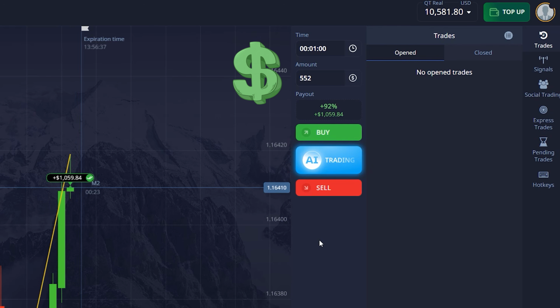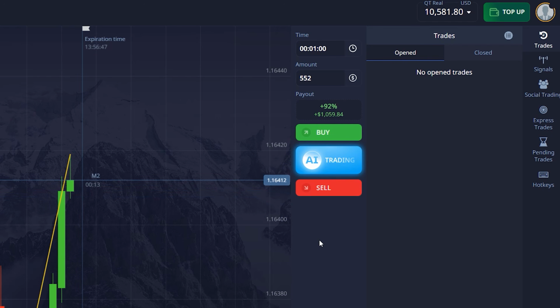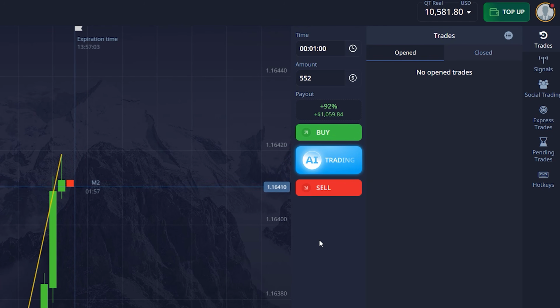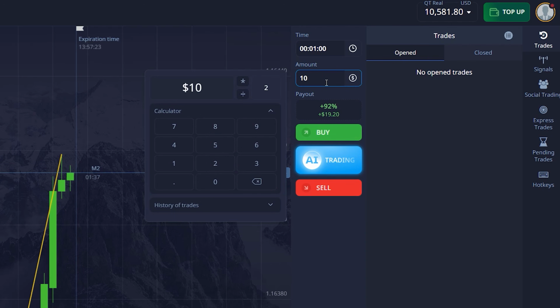And once again, profit. We place a bid equal to the previous win, or simply double it.